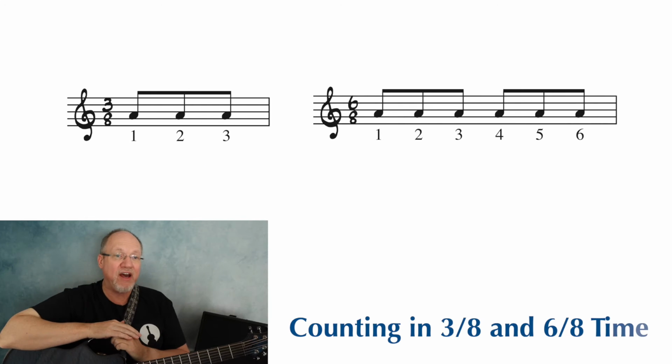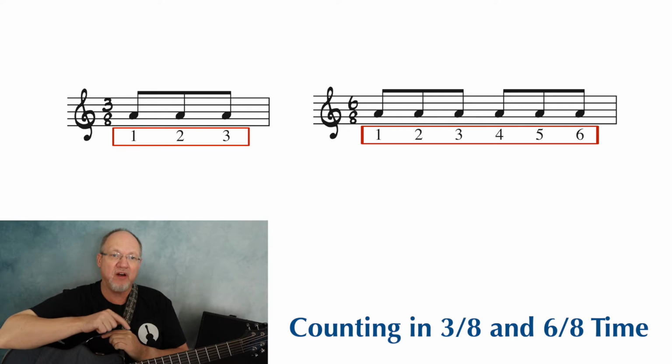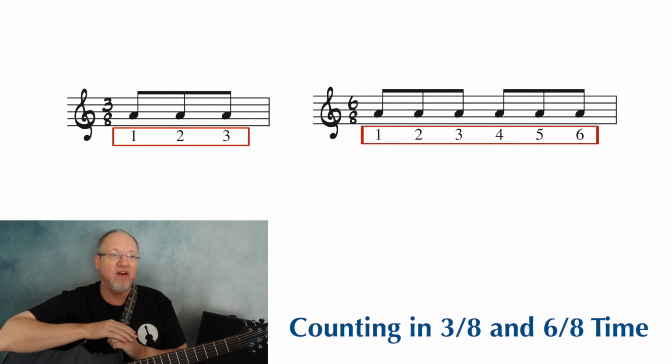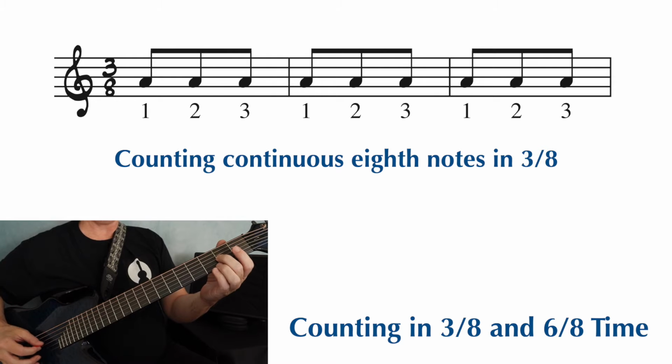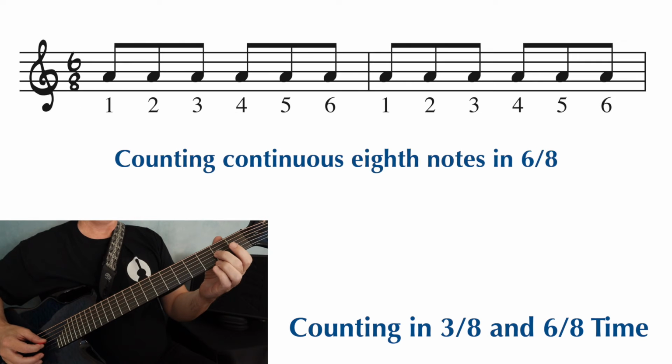When I write out the counting for 8th notes in 3/8 or 6/8, I'm going to put a number under each 8th note. That's because each single 8th note is a beat. And if I'm counting the beats out loud while I play, it's going to sound like this. 1, 2, 3, 1, 2, 3, 1, 2, 3. 1, 2, 3, 4, 5, 6.